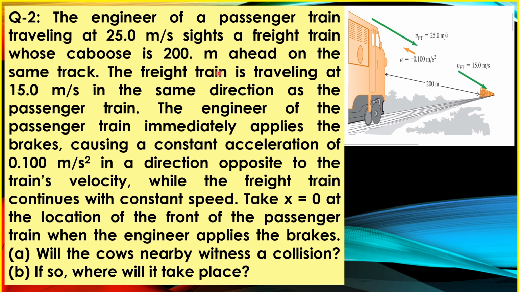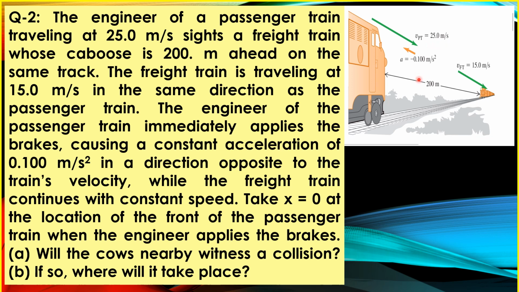So, before I continue, here's our sketch. This is the passenger train, which initially is traveling at 25.0 meters per second.